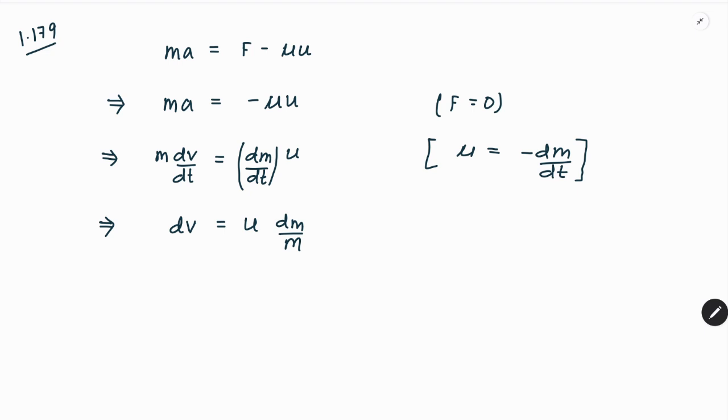So we'll get something like this, where u is the relative velocity of the ejected gas with respect to the rocket. And now if we integrate both sides, at the moment when the mass was m0, the velocity is written as 0, and at a time when its mass becomes m, its velocity is v, which we are evaluating.